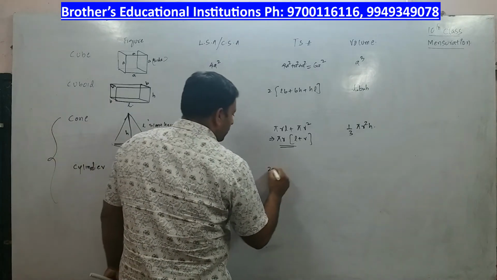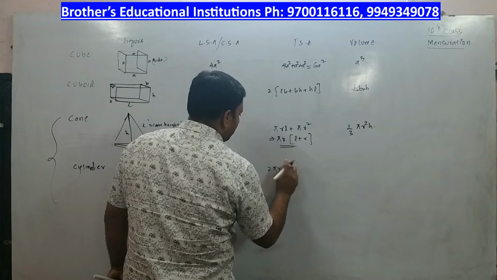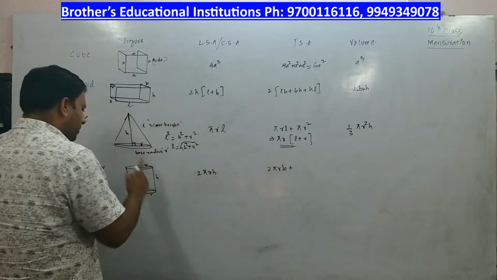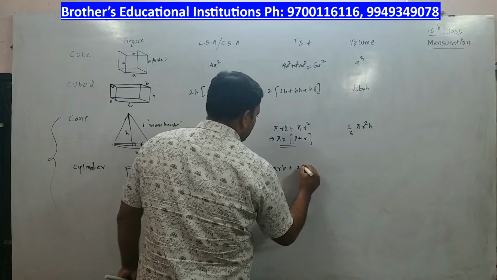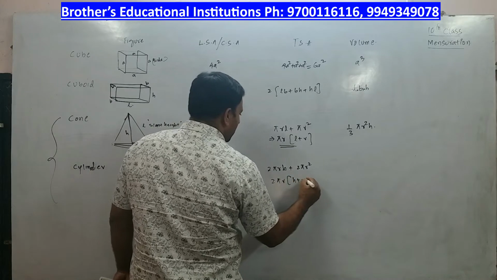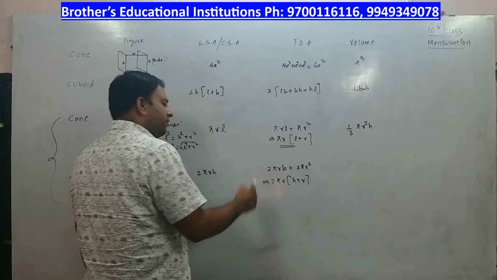Now 2 pi r h plus pi r square plus pi r square. It is 2 pi r square. If I take 2 pi r common, it is h plus r. Once again, this is the total surface area of a cylinder.